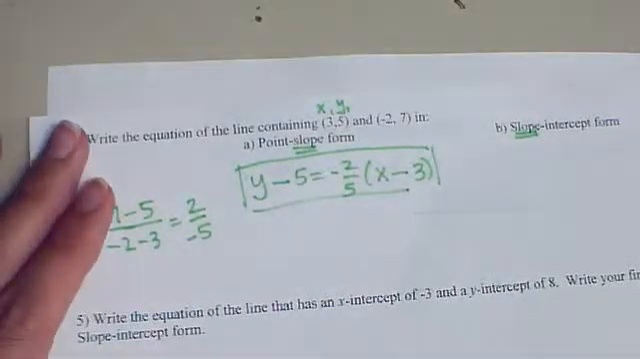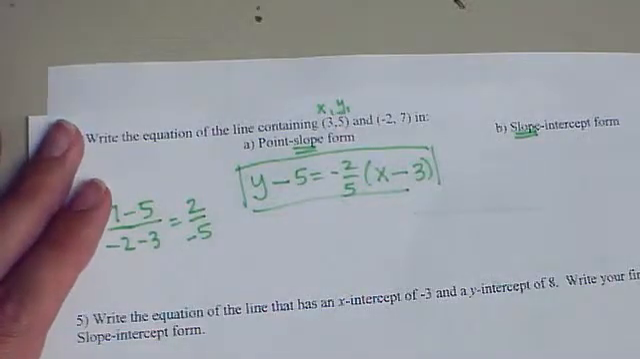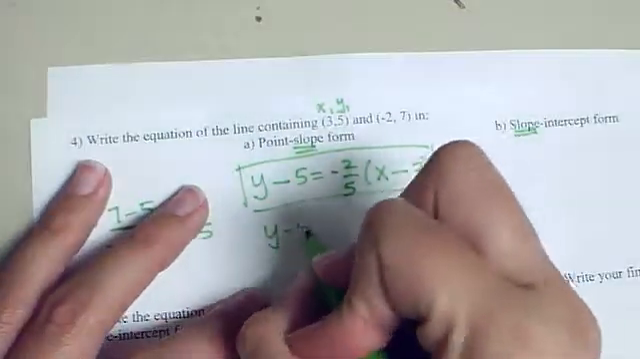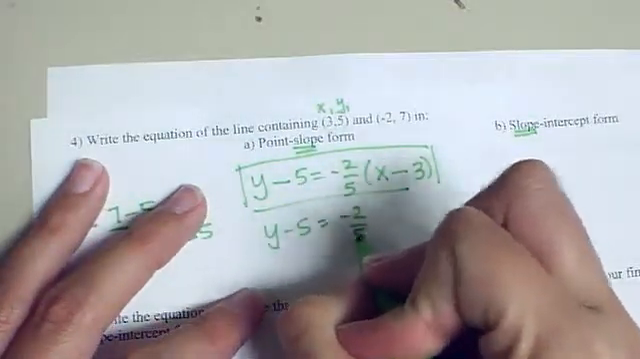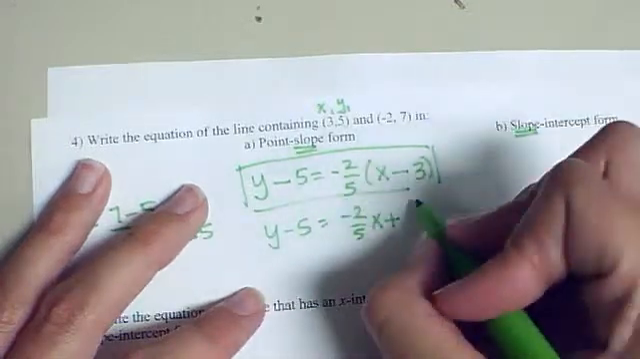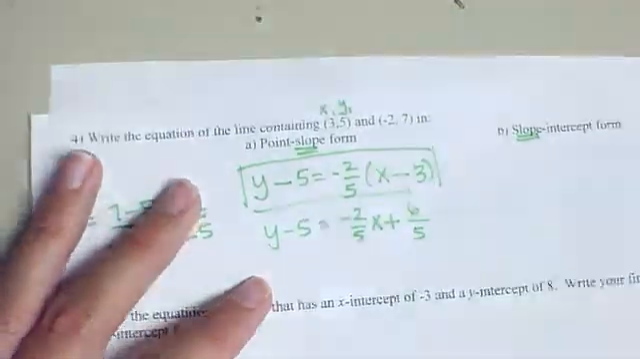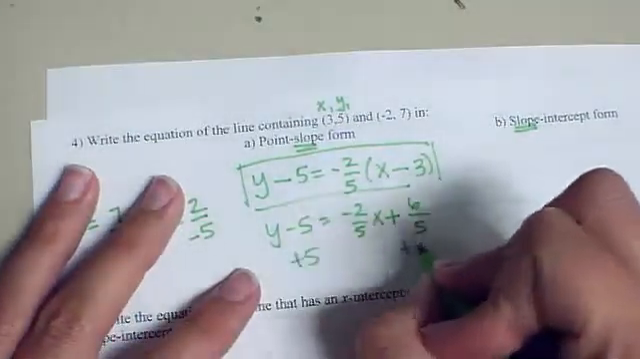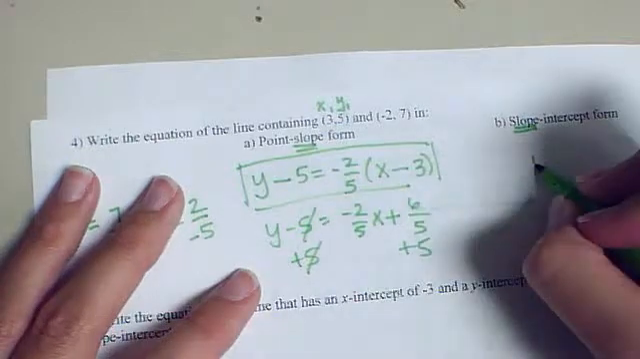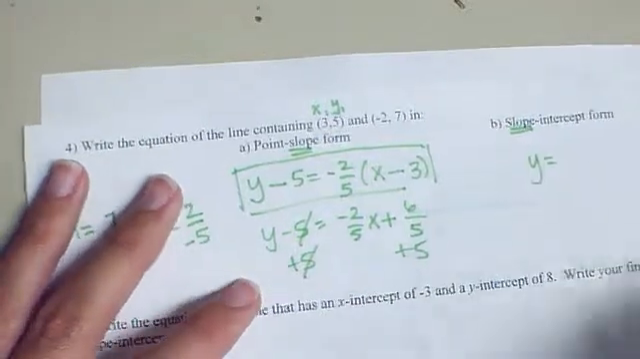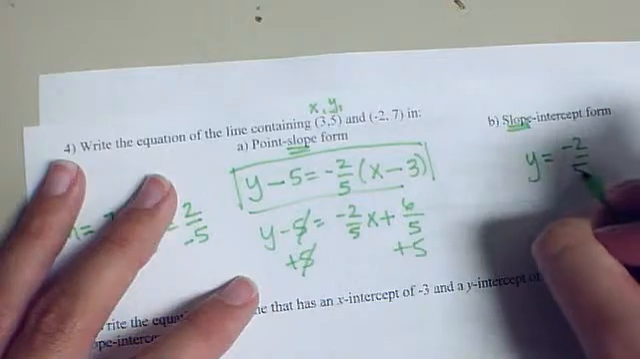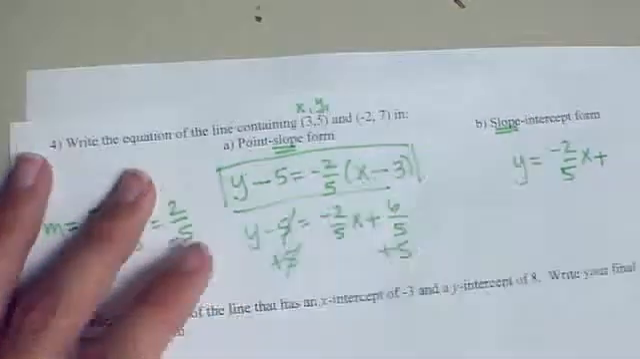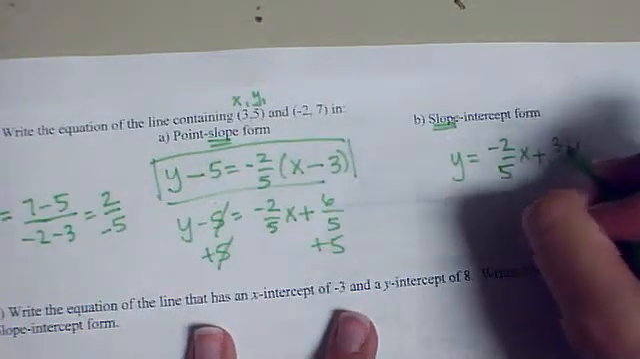Again, to get it into slope-intercept form, we're going to work out that equation or distribute and move things to get y by itself. So I'm going to say y minus 5 equals negative 2/5 x plus 2 times 3 is 6 over 5, 6/5. Again, a negative times a negative is positive. And then I'm going to add 5 to both sides. And in slope-intercept form, I have y equals negative 2/5 x plus 5 times 5 is 25. 25 plus 6 is 31/5.